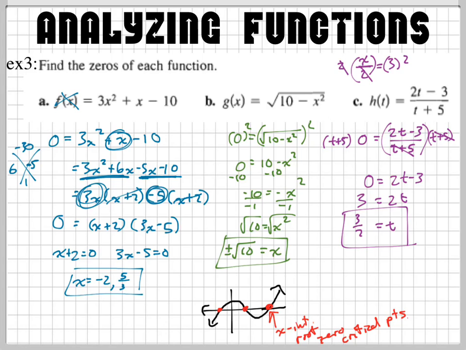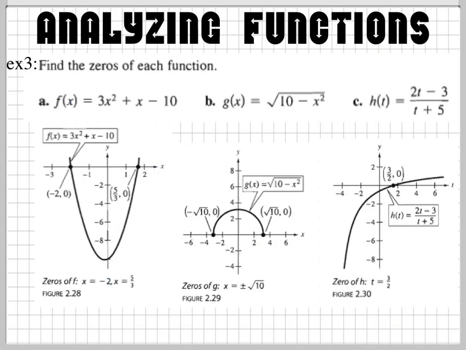Okay, now here it's the same example, but I'm throwing up the pictures of the graphs. Guys, I got this straight from the book. These are the same problems that they solve in your examples in the book. Look at this one right here. -2, 0, and 5 over 3, 0. Those are our two answers, right? 5 over 3 and -2.